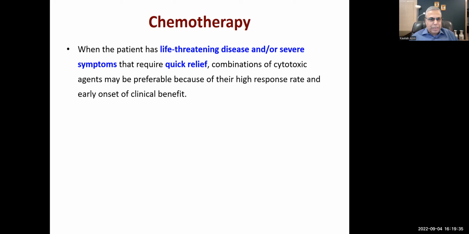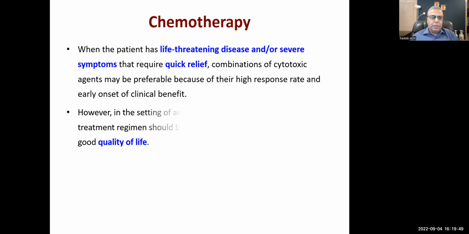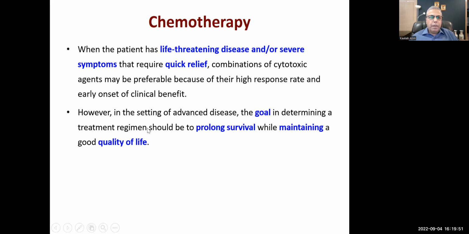It is either surgery in the early stages or in the late stages, we supplement surgery with chemotherapy. Okay. So in life-threatening disease, or when the patient has severe symptoms, then we use chemotherapy. And in the setting of advanced disease, the goal in determining the treatment regimen should be to prolong survival and maintain a good quality of life.